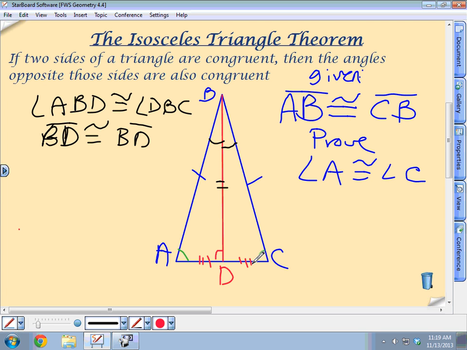No, that's what I'm trying to prove. I want to prove that those are congruent. I don't know if they're congruent or not. No, I just put it in green because that's what I want to try to prove. Okay? So BD by the reflexive.